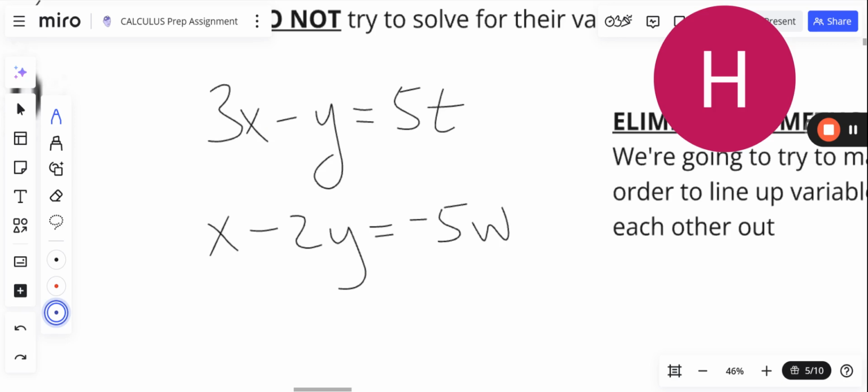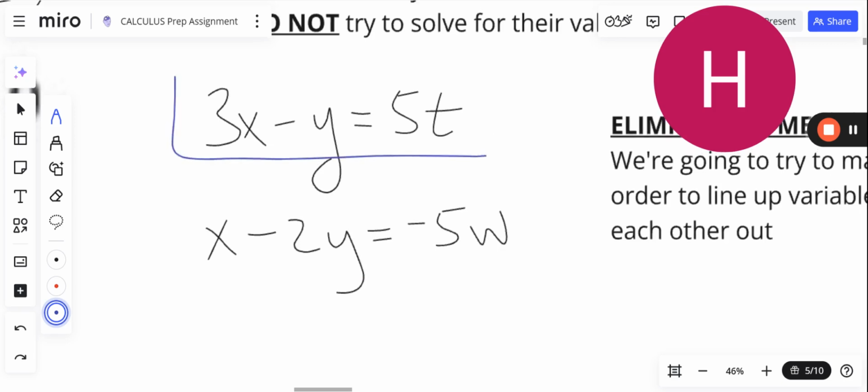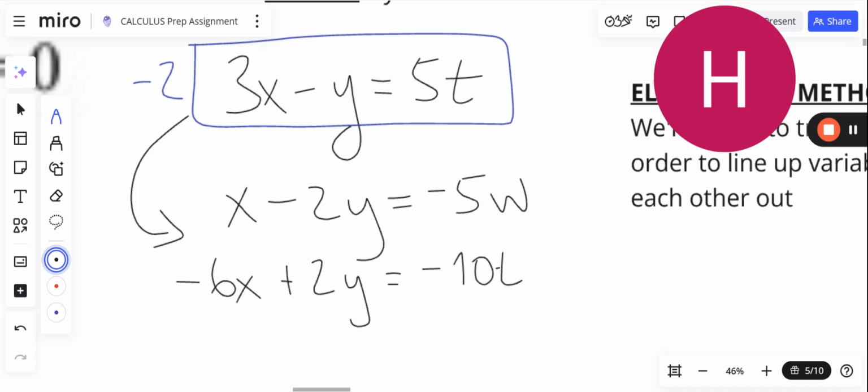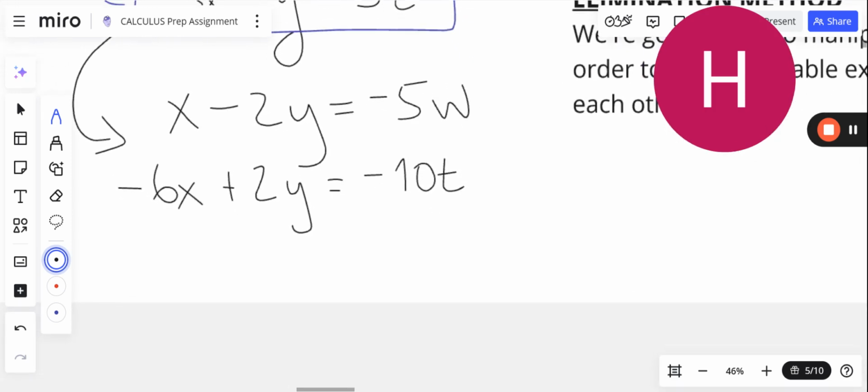But the smallest number that I can use here is I can use this -y times -2. So I'm going to multiply the entire top equation by -2, and I'm going to write it underneath this second equation. So here we have -6x plus 2y equals -10t. Okay, great. And now I'm able to add these equations together.